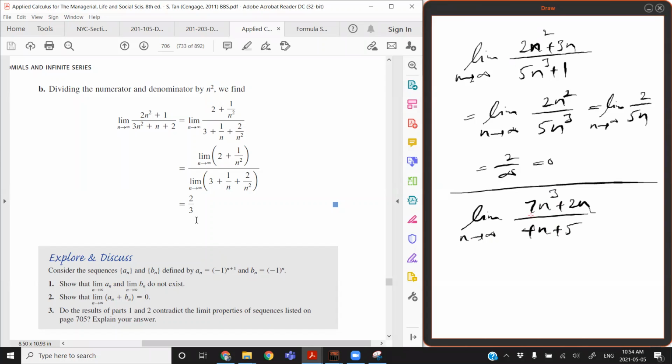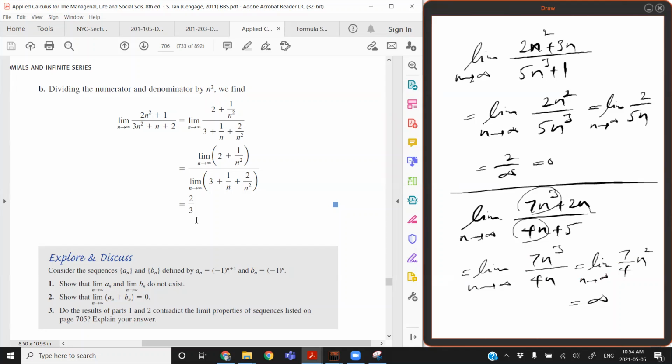Now, let's see what happens if I just keep the dominant terms. I get the limit as n approaches infinity of 7n to the power of 3 over 4n. That's going to be the limit of 7n squared over 4 as n approaches infinity. And it's clear that this is going to go to infinity.